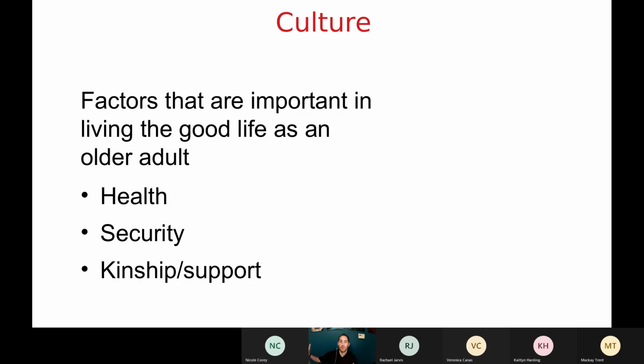So for example, the culture in Okinawa, Japan, leading to a lot of people who are living to over 100. Things that are really important for living a long and good life in late adulthood are health, security, and kinship or support. Kinship and support, friendships, relationships with family, all go in there. Health is related as well, because if you need help getting to medical care, family or friends can support you. And having security, so being in a safe place, are the three most important pieces.